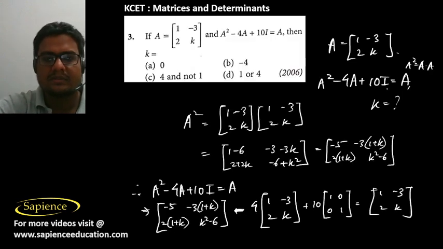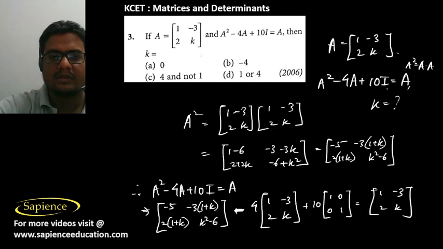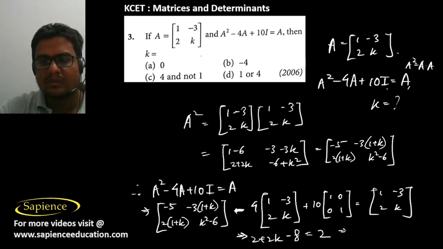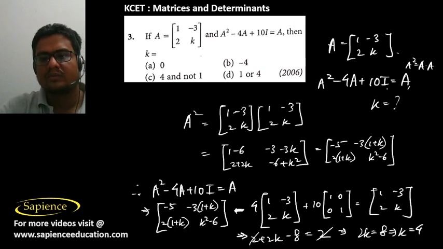Therefore we can write it as this is minus 5. So from here we can see that this is minus 5 minus 4 plus 10. Then from 2 plus 2k we can say that 2 plus 2k minus 4 times 2, then plus 0, that is equal to 2. So 2 and 2 will cancel. So 2k equal to 8. So k is equal to 4.